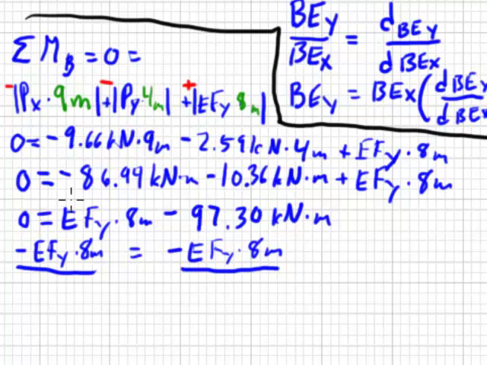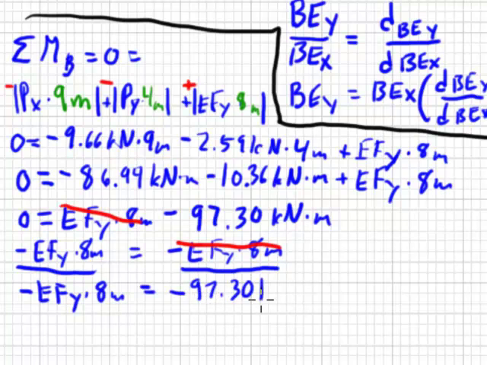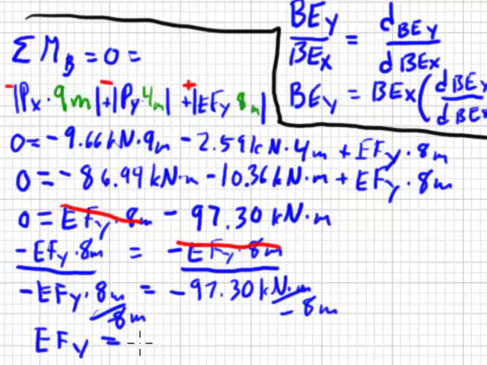So this will cancel out with that. Negative EFY times 8 meters equals negative 97.30 kilonewton meters. And if we divide both sides by negative 8 meters, EFY equals 12.16 kilonewtons.